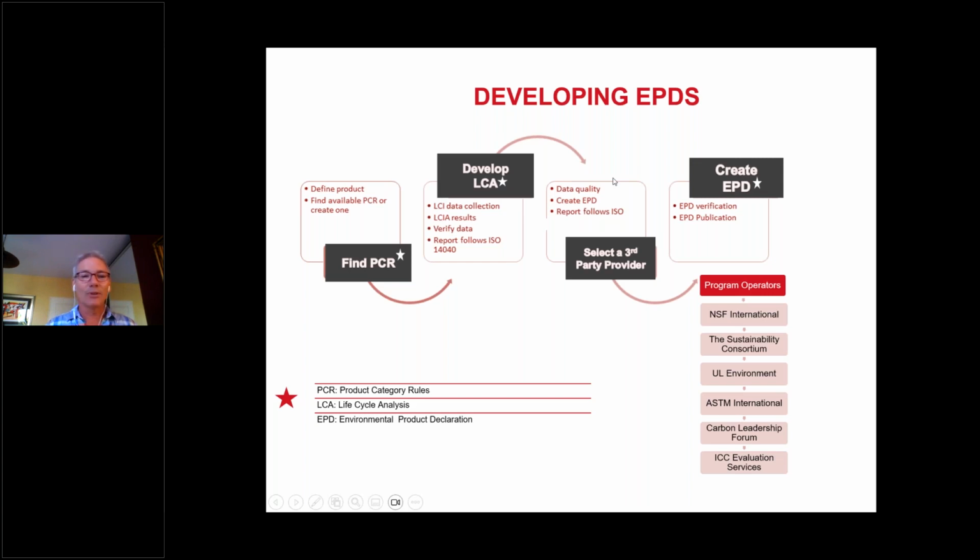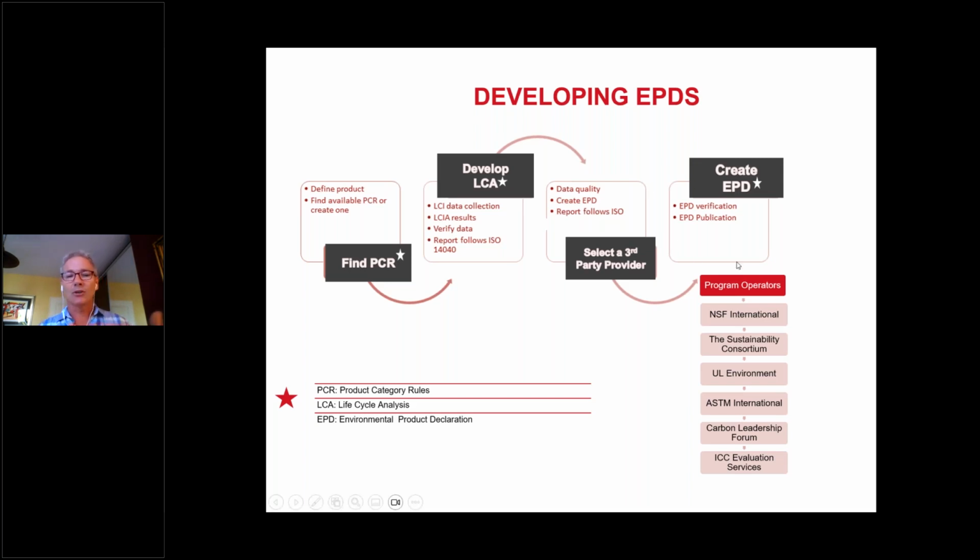Then you do a life cycle analysis, and once you do your study of all of those phases, you come out with a great big thick report, and then you can create your environmental product declaration. And you can do it yourself for a type 2 EPD, or you can have it audited by a third-party provider to make sure you really did it properly. That's called a third-party verified type 3 EPD.